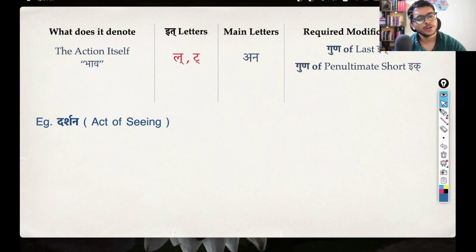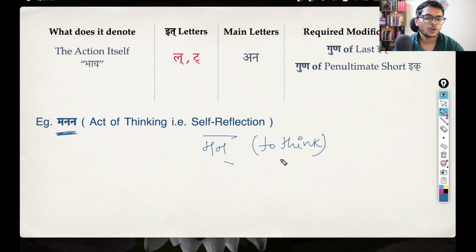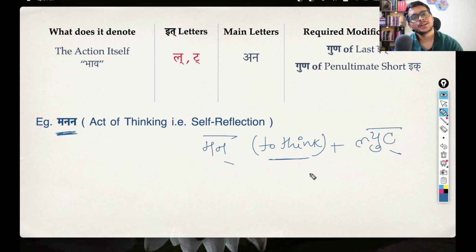So now let us move on and take another example. Now we have the pratipadika manana. And manana, this is act of thinking. And this pratipadika, again, you can guess, is coming from the dhatu man dhatu. Man dhatu means to think. Okay, so from this dhatu to think, we are getting act of thinking, that is self-reflection, manana. Okay, and how are we getting this? So man dhatu modified using lut pratyay.